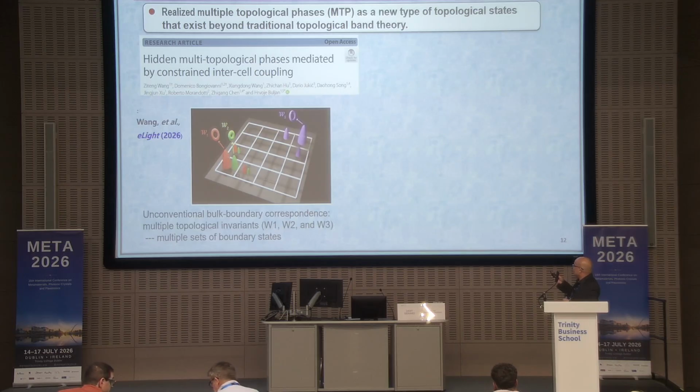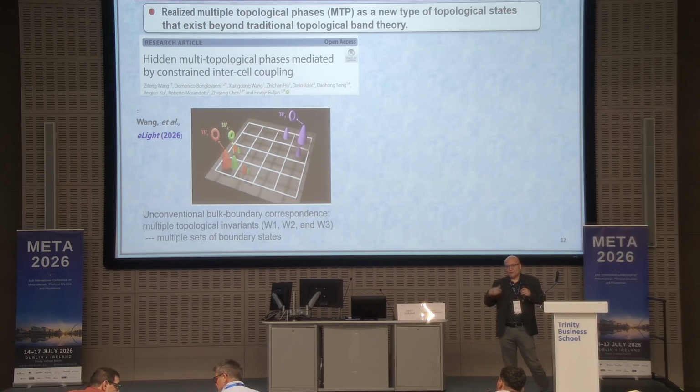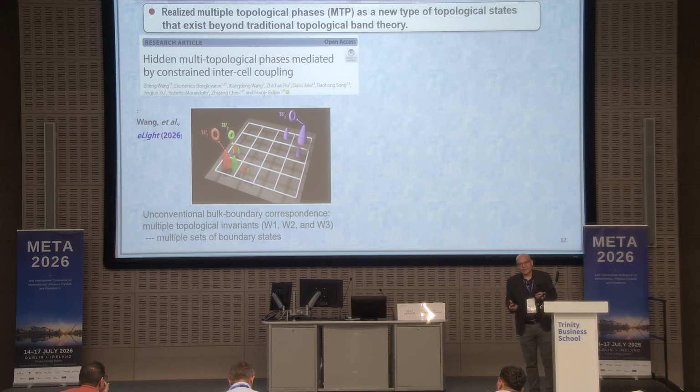Okay, so here's another example. This is work recently just published in eLight. This is showing a new state, what we call the multi-topological phase. Traditionally, we say each system, when you have an overall topological invariant, you will have one set of boundary states. But we can see there's a system that can have multiple topological invariants which correspond to multiple boundary states. Okay, of course, there's underlying physics involved here.